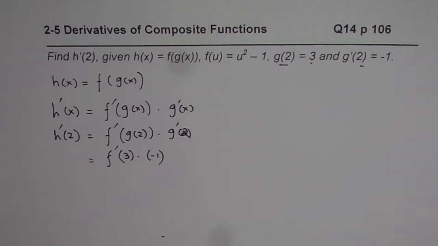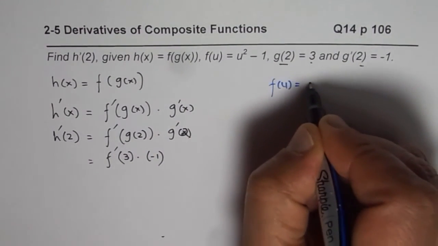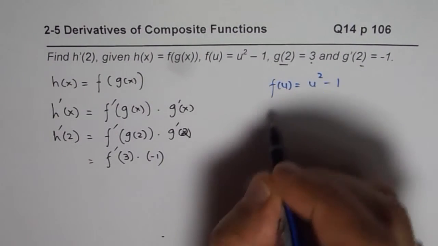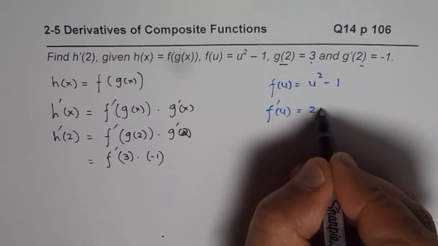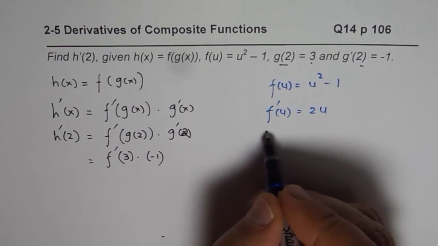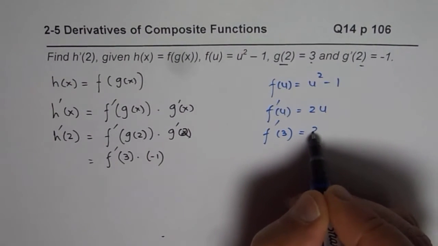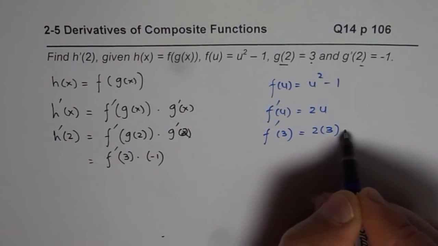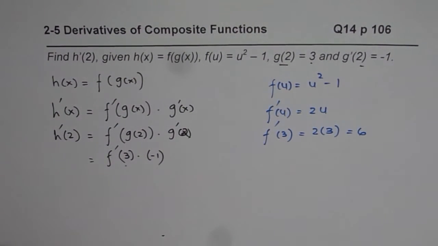Well, this we can calculate from the function given to us. We are given f of u equals u squared minus 1. So the derivative of this function is 2u, right? So what is f dash of 3? We substitute 3 for u, so we get 2 times 3, which is 6. Since the derivative of function f at 3 is 6, we can substitute this value here.